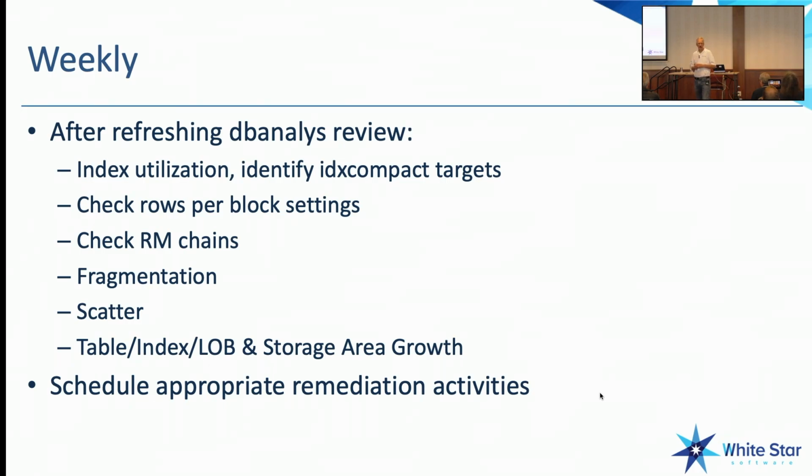A long RM chain is indicative of certain sorts of problems that you might want to try to avoid. A bad match between the rows per block and the storage area. Scatter. There's two kinds of scatter. There's physical scatter and logical scatter. Physical scatter is reported by the DB analysis. Logical scatter you have to figure out for yourself. But that's basically either how tightly packed the records are or how well the ordering of the records matches the ordering on disk.